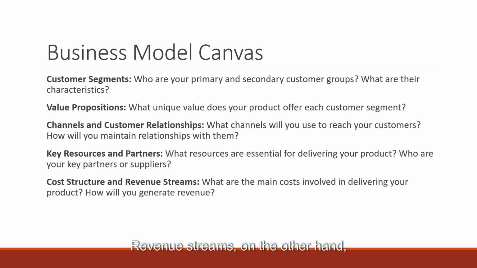Revenue streams, on the other hand, focus on how we will generate income. This can involve direct sales, subscriptions, service fees, licensing, and other methods. Together, cost structure and revenue streams form the financial backbone of our business model, ensuring we are not only creating value but also capturing enough to sustain and grow the business.